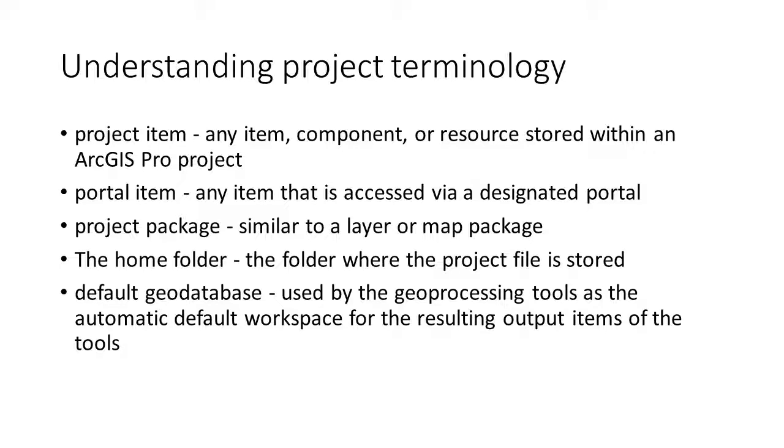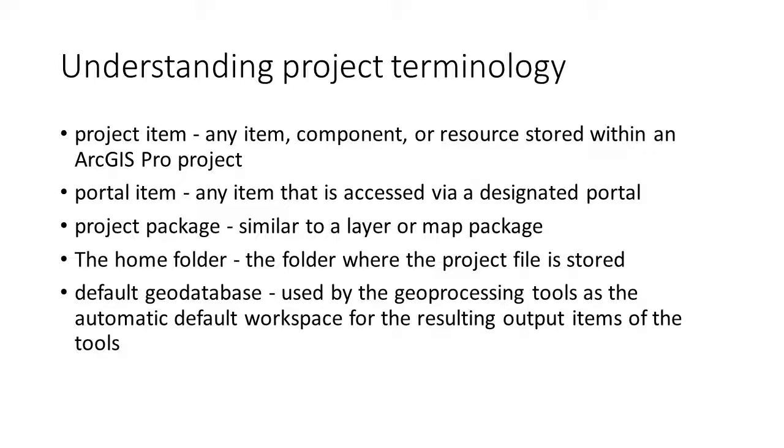So as always the case with Esri products, you have to understand the terminology to make sense of the instructions. So we're just going to go over a few of them. The first one here is a project item. This is any item, component, or resource stored within an ArcGIS Pro project. Basically, if you have a project, anything that you can store in or with it is an item. And there's portal items. Portal items are any object that is accessed via a designated portal. In other words, this is online or otherwise stored data that is retrieved by ArcGIS Pro.